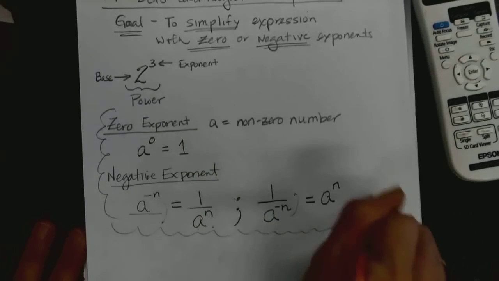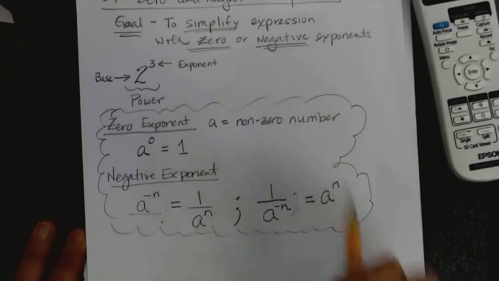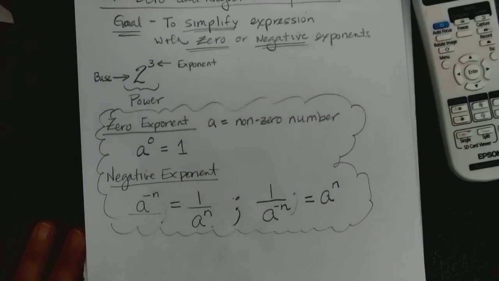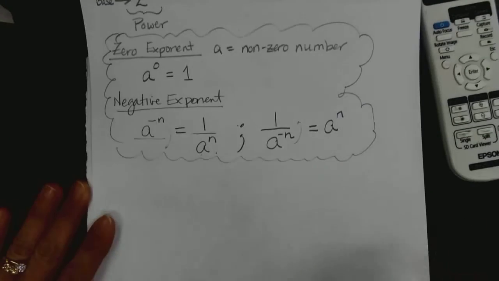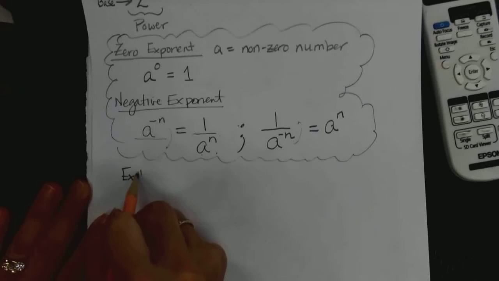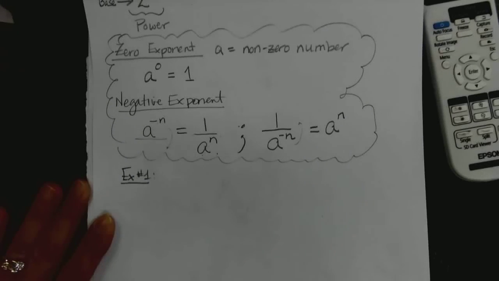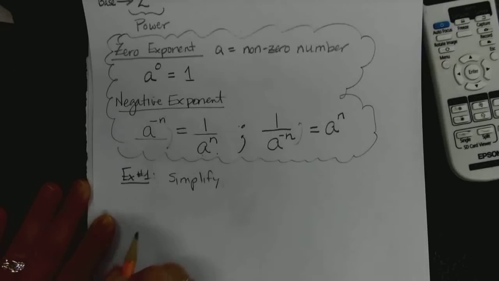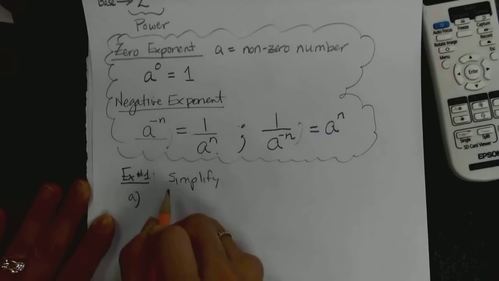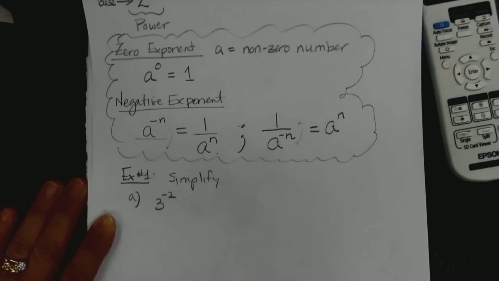Negative exponents, just always remember, it makes it a fraction, or I would say negative exponents make it move, and it goes to the opposite side of that line. Okay, makes it move and go to the opposite side. Let's start out easy. Here's example number 1. We're going to simplify, and let's do 3 to the negative second power.